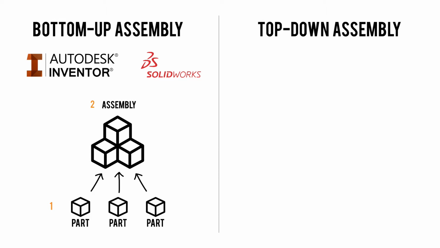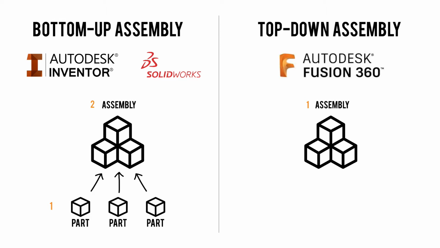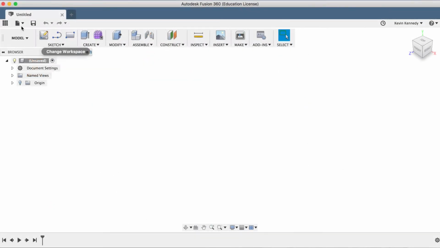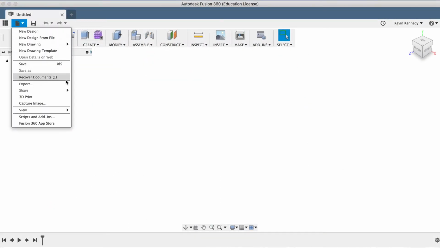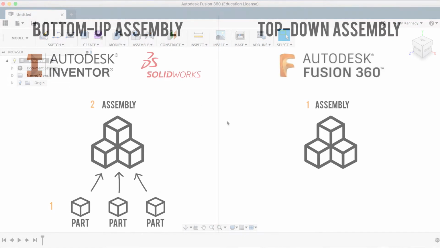Now, on the other hand, we have top-down assemblies, which means you start with an assembly file and you build all of your parts within the context of the assembly itself. Now, Fusion 360 falls into the top-down assembly category, which is why you'll never see Create New Assembly under the File menu, but you will in Autodesk Inventor and SolidWorks.